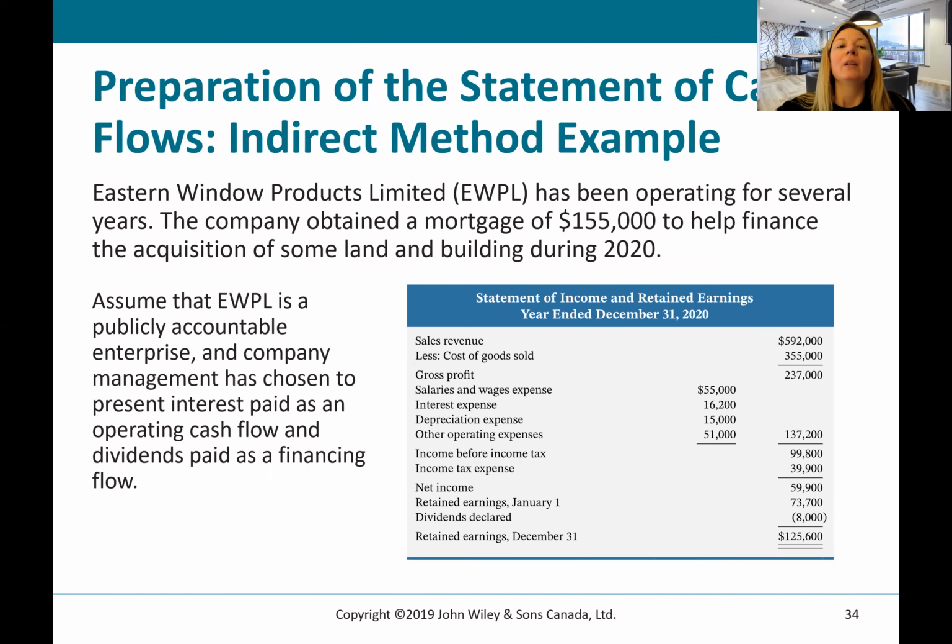So here's our example. Eastern Window Products Limited has been operating for several years. The company obtained a mortgage of $155,000 to help finance the acquisition of some land and building during 2020. Assume that EWPL is a publicly accountable enterprise and company management has chosen to present interest paid as an operating cash flow and dividends paid as a financing cash flow.